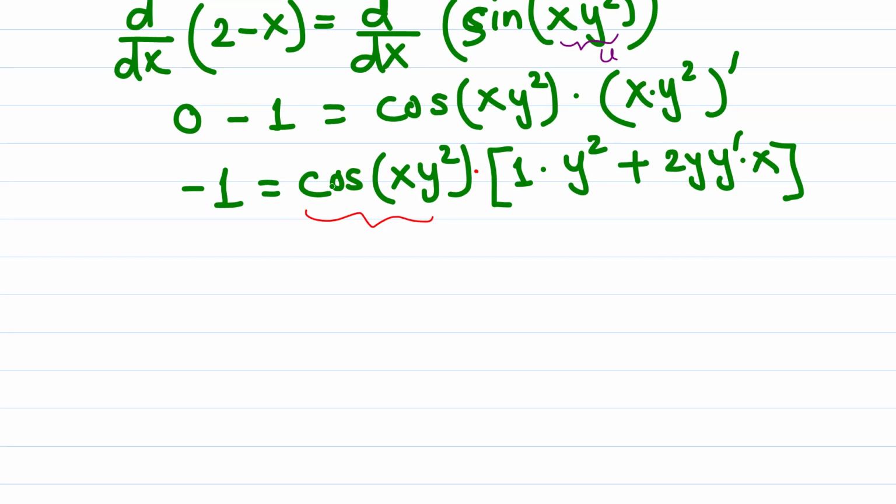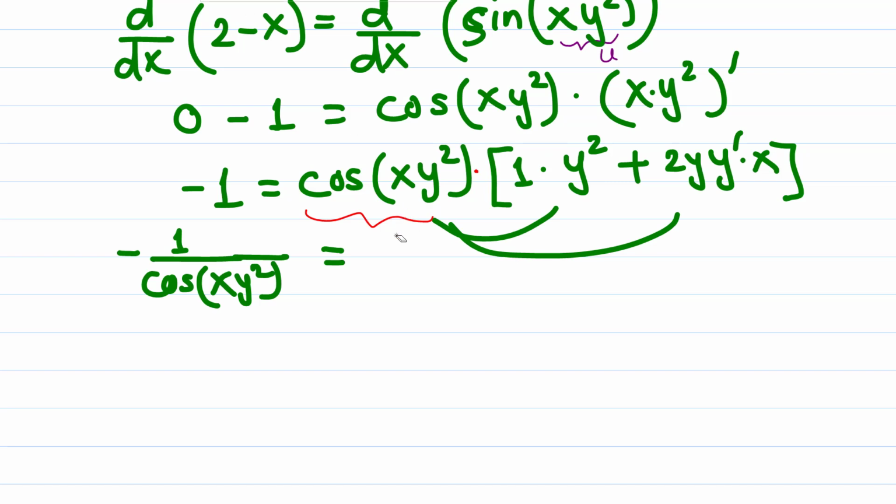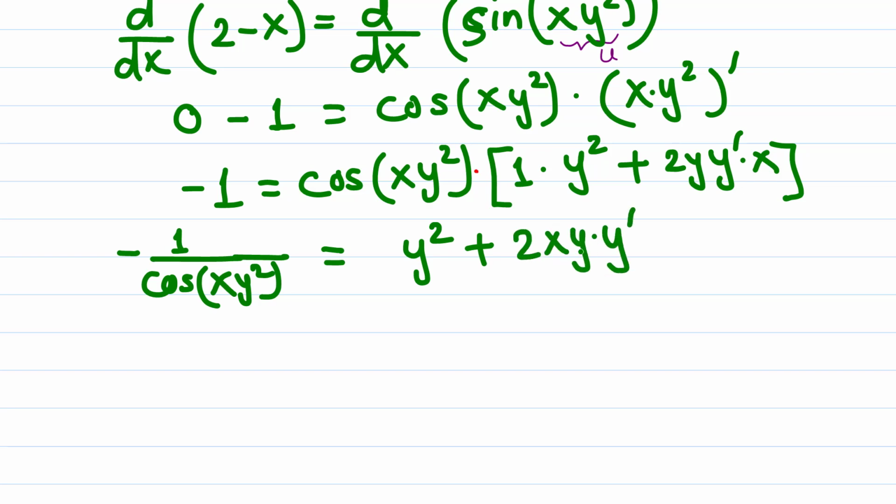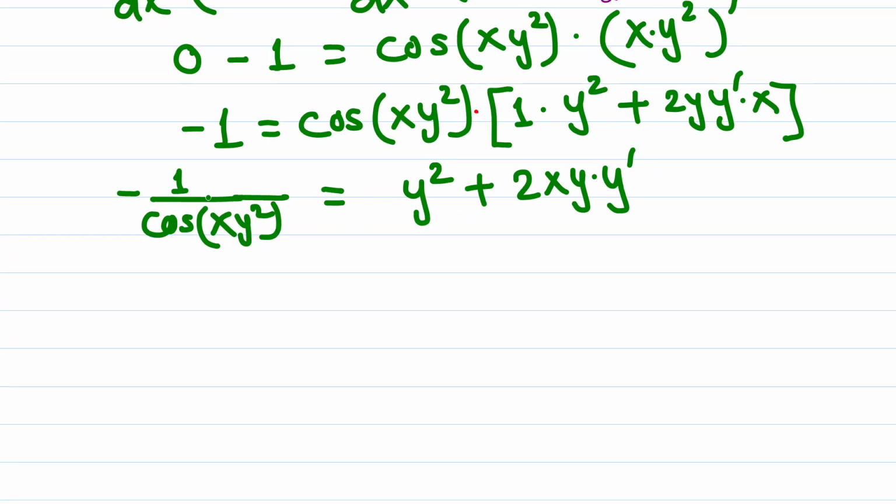Okay, and let me do that. That leaves -1 over cosine of xy squared equal to, now we could have distributed this as well, that would work as well, but I divided as it was possible here. Then 1 times y squared is just y squared, plus this one is 2yx y prime. We can write it in this way, 2xy y prime. Okay, we are trying to isolate y prime here. I mean y prime is dy over dx. Now we need to subtract y squared.